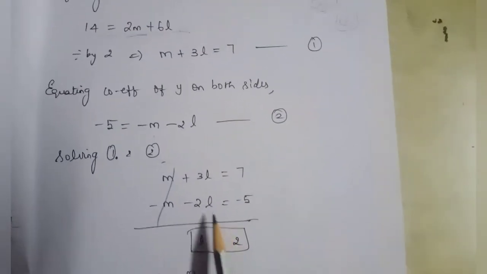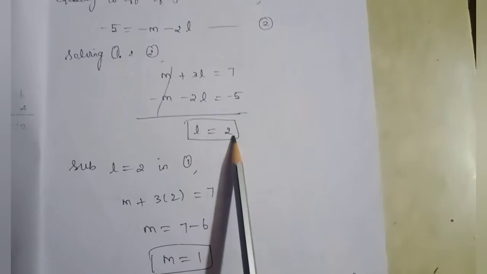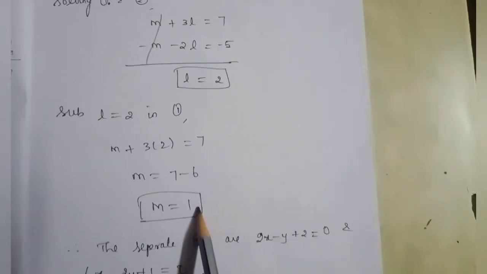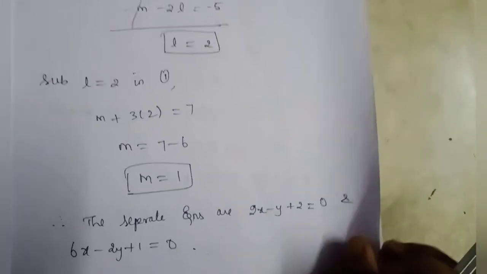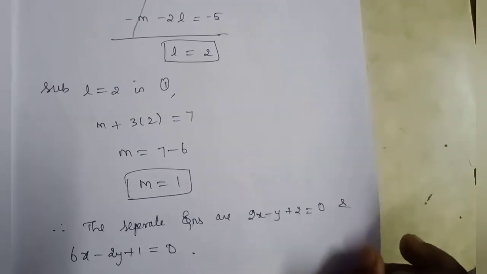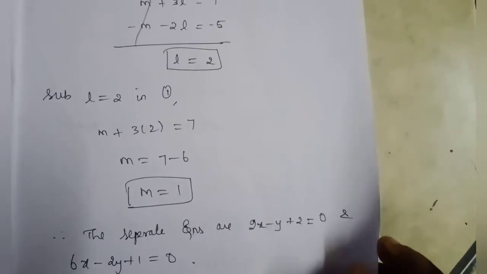Now I will solve these equations. Solving them, I am getting the value of L as 2 and m as 1. Now I will substitute in the separate equations L and m as 2 and 1. So I have got the equations to be 2x minus y plus 2 is equal to 0 and 6x minus 2y plus 1 is equal to 0.